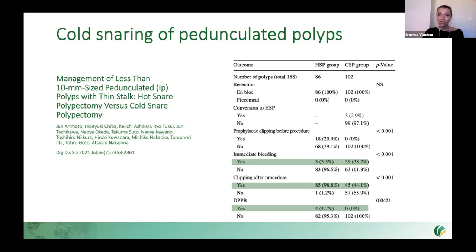And we should also mention that in this case, 20% of the lesions in the hot snare group had also prophylactic clipping prior to the resection. So this might have been a factor contributing to this wide difference between immediate bleeding in the two groups.